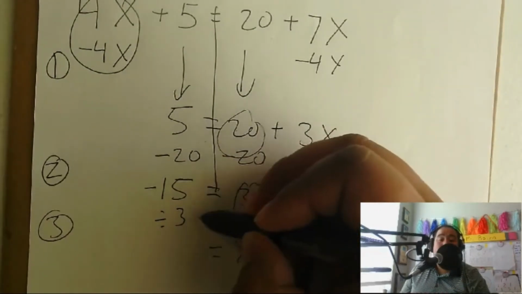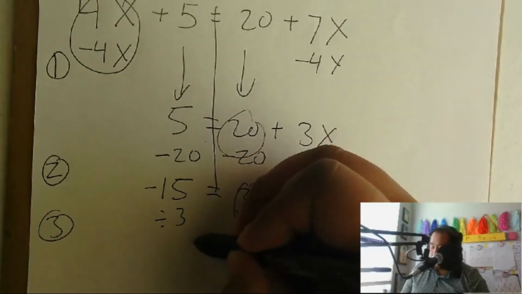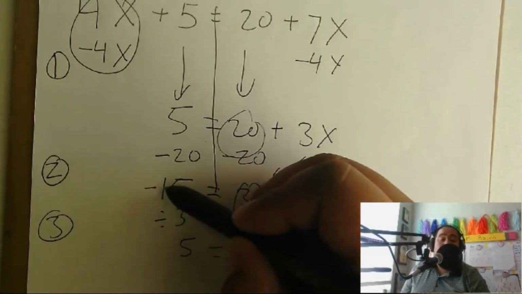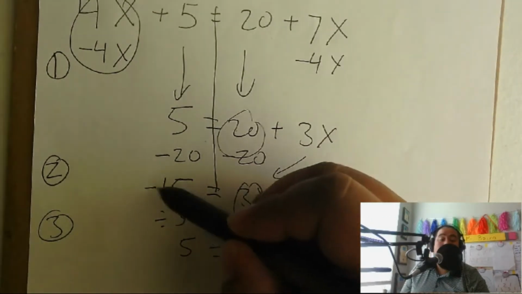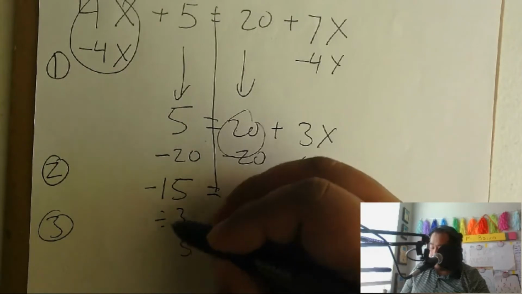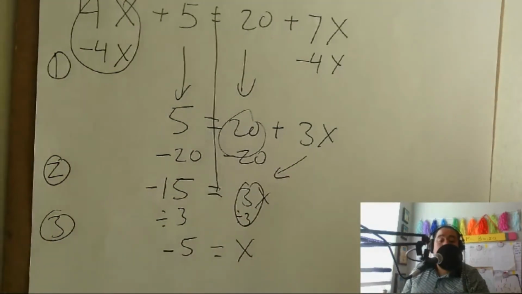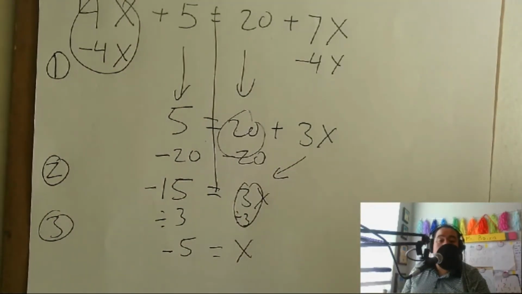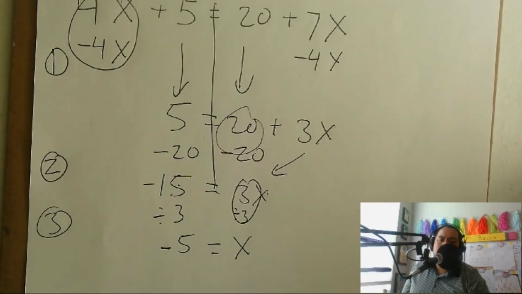We have 15 and we're dividing it by 3. That leaves me with 5. And since we had a negative divided by a positive, that means this answer is going to be a negative 5. So our solution to this equation is negative 5 equals x. Let's go ahead and look at one more example before we finish our lesson.